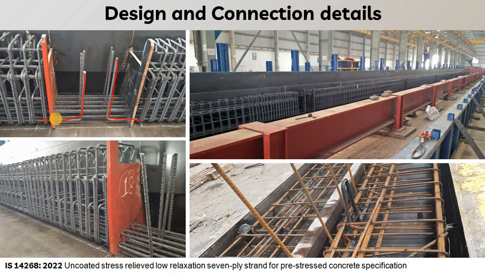So here you can see, as we have discussed, that there are strand wires that are laid on the bottom side of the precast beam. So these are the strand wires that are laid, and the important part is this L bar that has to be projected out from the beam to connect it with the column.